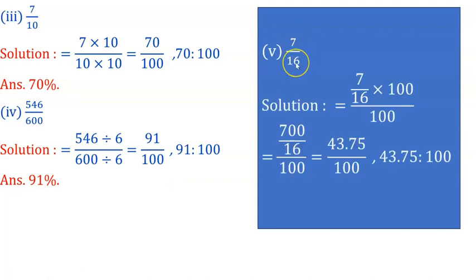Next, 7 upon 16. Here we multiply 7 upon 16 by 100 and divide by 100. Now 7 upon 16 into 100 is 700 upon 16. If we divide 700 by 16, then you will get 43.75 upon 100. And hence, the required percentage is 43.75%.